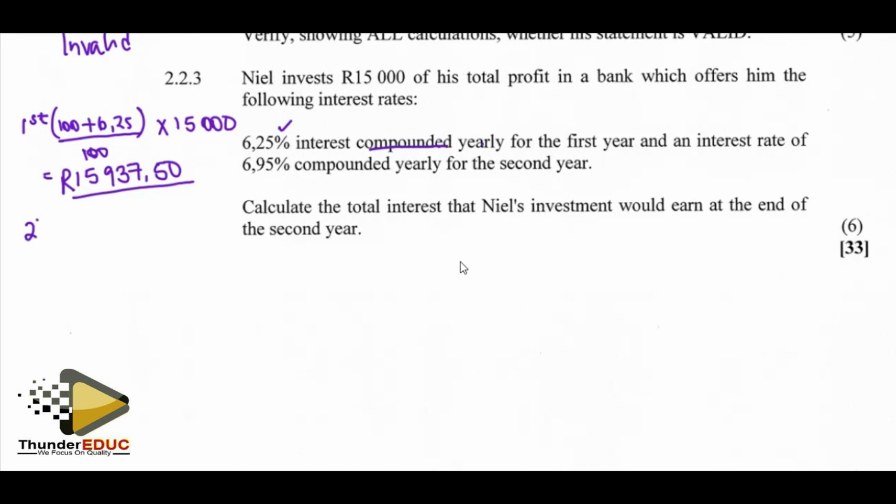Then the second year. Second year is going to change a little bit, but still it's 100 plus. Now the second year is charged at this much, but still over 100 times the money from the previous year. This one here comes over here.